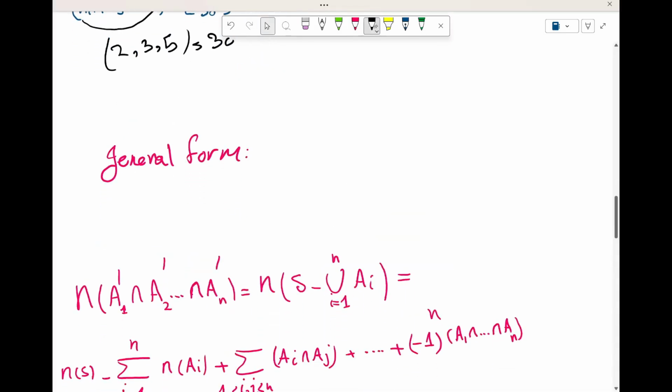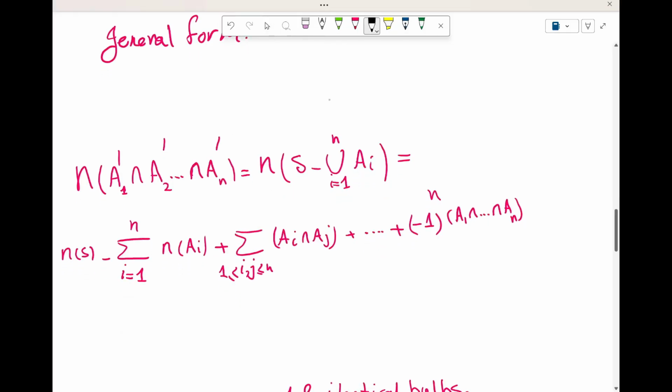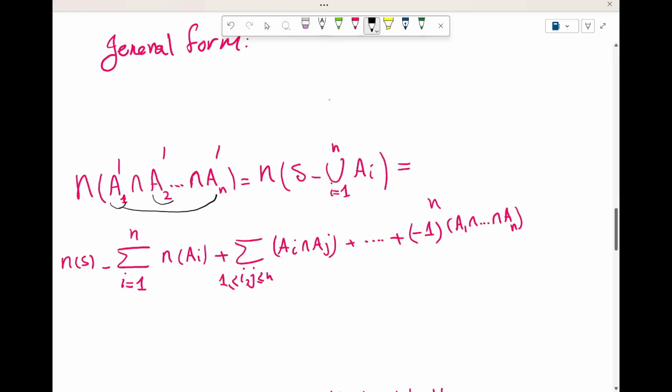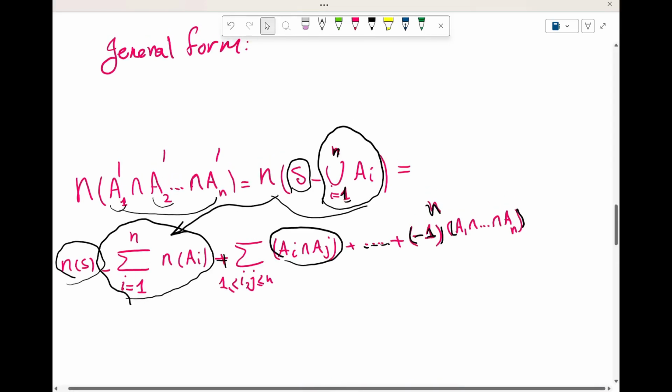Okay, about the general form, how must we do that in general? We're going to find all the numbers not only in A1, A2, but in all the sets. By the previous formula, I can write it something like this: S minus the union of all the Ai from 1 to n, and we're going to write instead: n(S) at first minus the sum of all the subsets, plus the intersections of pairs of subsets and so on, minus 1 to the power n times the intersection of all n subsets. That is our general form.